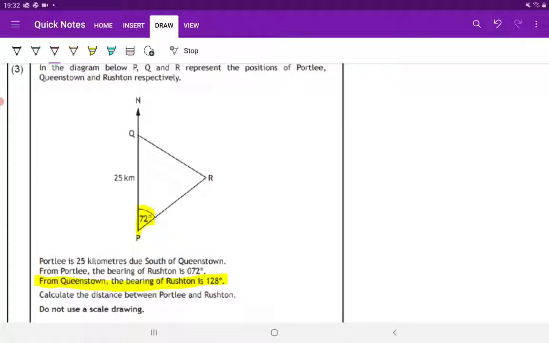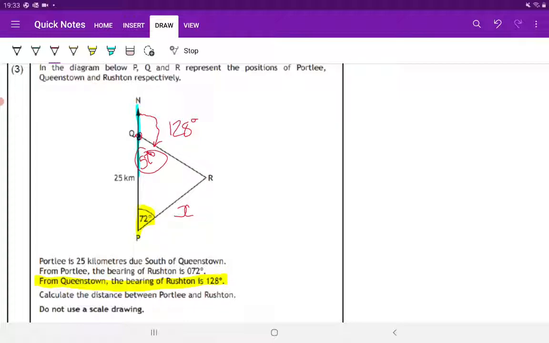Now, it says from Queenstown, which means we start at Queenstown, the bearing of Rushton, so starting at north, going clockwise, the bearing of Rushton, to get to Rushton, we're on that line, and that's 128 degrees. Now, as soon as we mark that on, you can probably finish this question, guys. You're asked to find the distance between Portlea and Rushton, so that's that distance there. What are we going to have to do? Well, we know that Portlea was due south of Queenstown, so that this line here is 180 degrees. We've got the 128. If we take that away, that gives us 52. So this angle in here is 52 degrees.